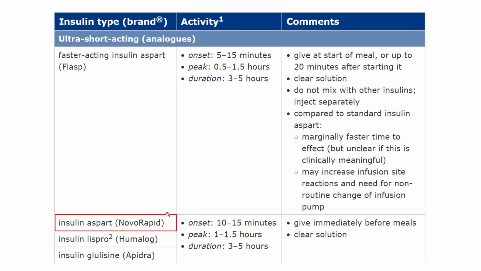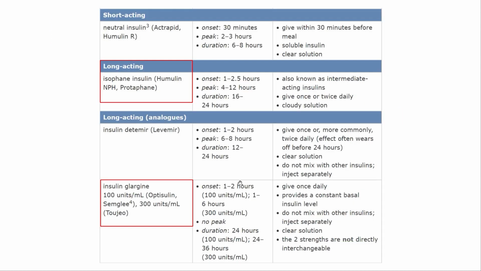So NovaRapid is very commonly used. In terms of long-acting insulin, the most common long-acting one is insulin glargine, previously known as Lantus. Everyone knows the brand name Lantus. They did an incredible marketing campaign, I guess, and they were the dominant brand forever. They are long-acting insulins, including protophane Inallet, which is one that I've seen used a lot for gestational diabetes.